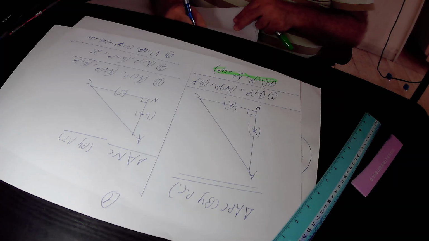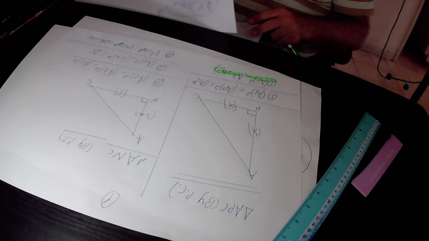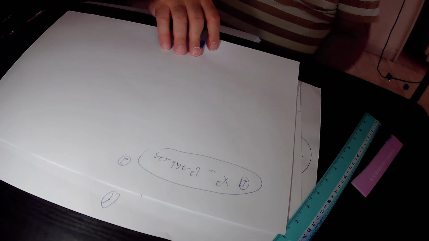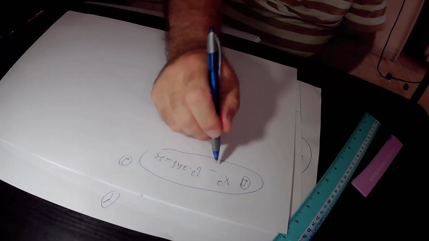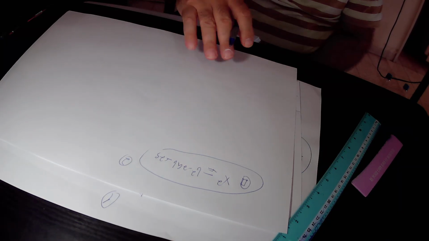On the other side of the equation, we are left with B squared minus 2AB plus 25. So in total, we have found out that X squared equals B squared minus 2AB plus 25.